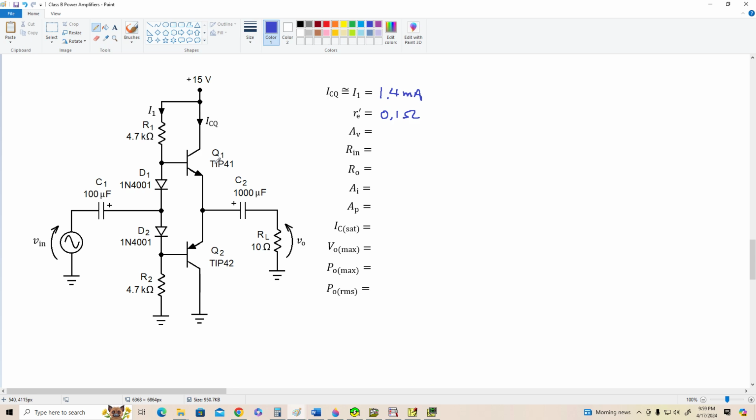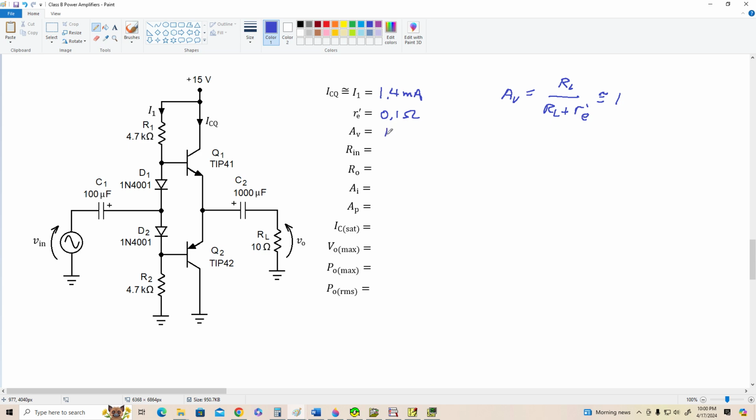All right, what's our voltage gain? AV equals RL divided by RL plus R prime E. So we've got 10 ohms divided by 10.1. Well, that's pretty darn close to 1. So let's just call our voltage gain 1.